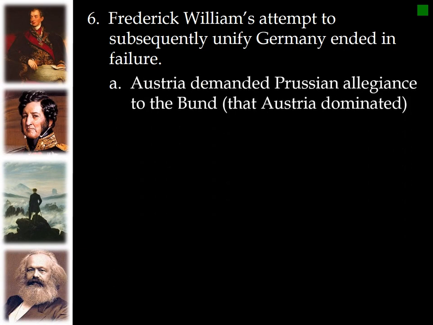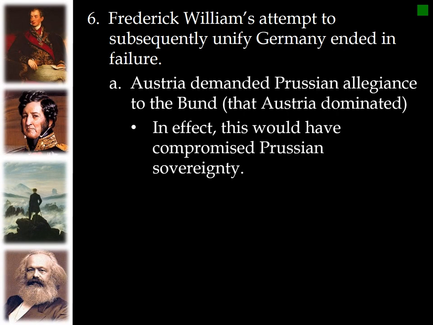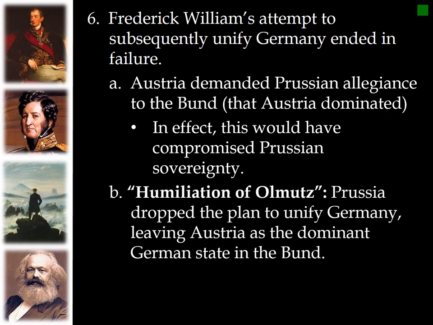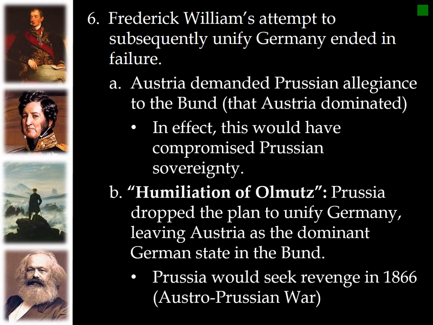Austria demanded Prussian allegiance to the Bund, to the German Confederation that Austria dominated. In effect, this would have compromised Prussian sovereignty as well. This is referred to as the humiliation of Olmutz. Prussia dropped the plan to unify Germany in 1848 as a result of this, leaving Austria still as the dominant German state in the Bund. But Prussia was up and coming, and within a generation, they will unify as a strong authoritarian government, as the nucleus of a new German empire. Prussia would seek revenge against Austria for this humiliation in 1866 with the Austro-Prussian War, which we will discuss in a later unit with German unification.